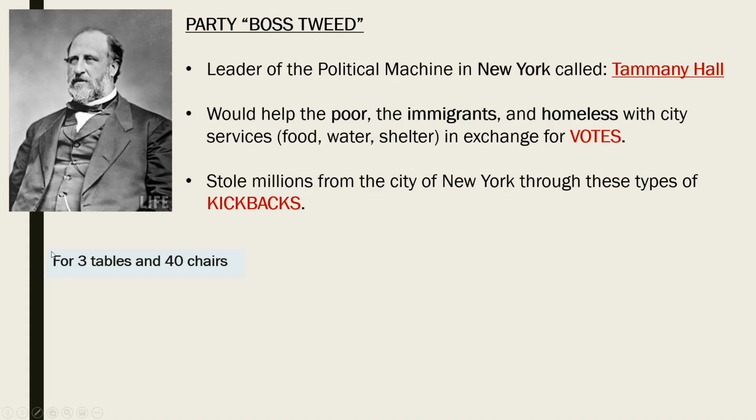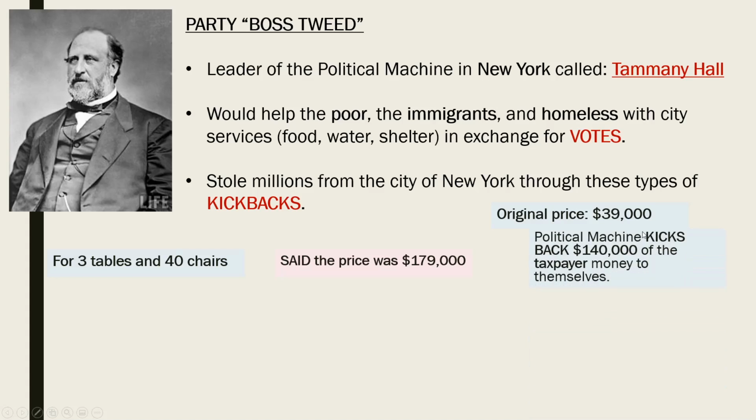So for 3 tables and 40 chairs, the political machine is going to pay $179,000. That's what they're going to say the price is. The original price is only going to be $39,000. And the political machine is going to kick back that extra $140,000 of taxpayer money. They're going to steal that and give it back to themselves.